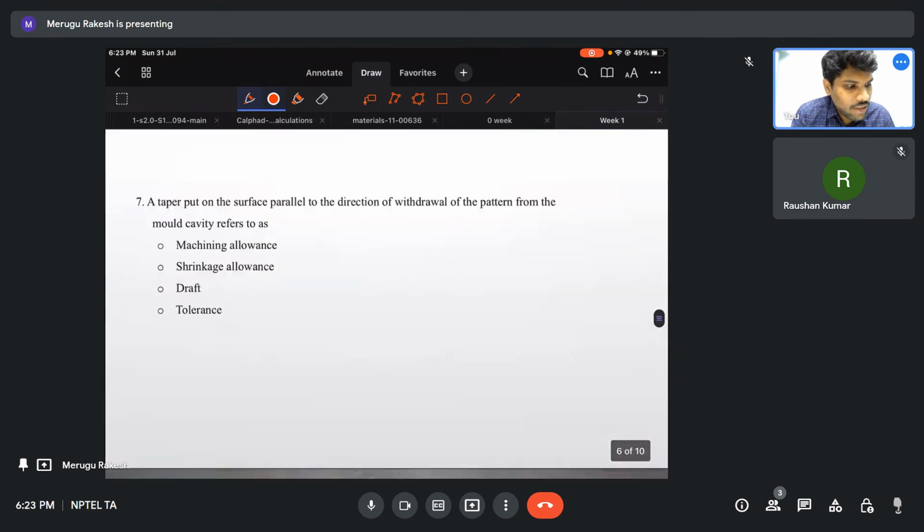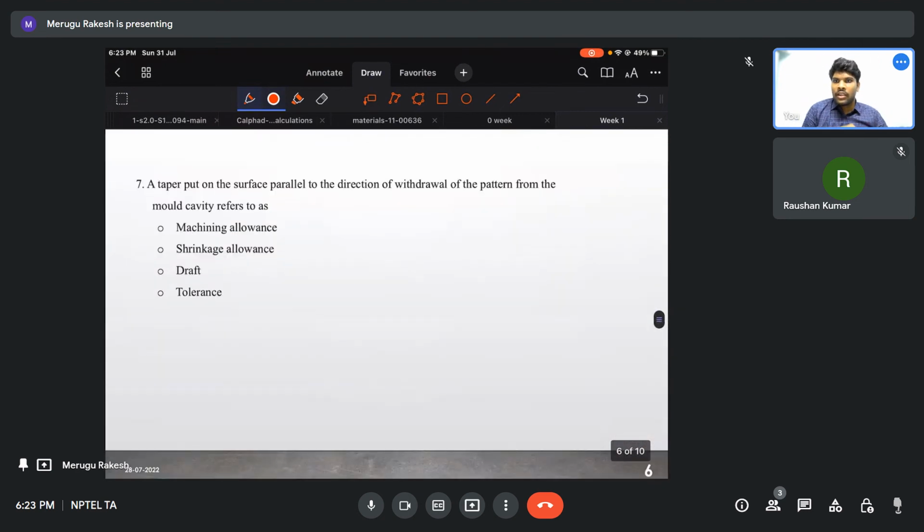Moving on, there is question number 7. A taper put on the surface parallel to the direction of withdrawal of the pattern from the mold cavity is referred to as what? This was the direct question being asked. So what happens if there are any straight edges? Suppose, assume the hatched part is the mold and this is our casting.